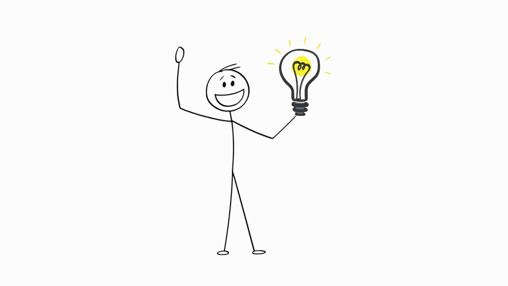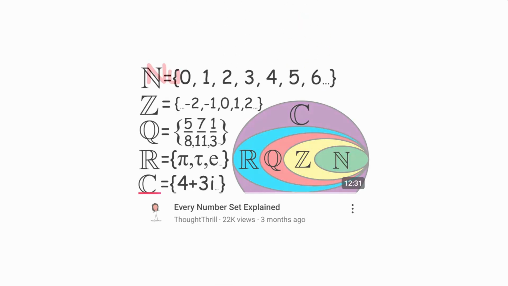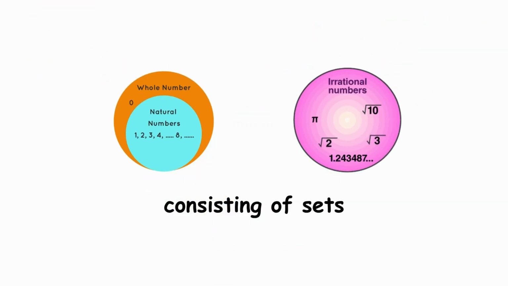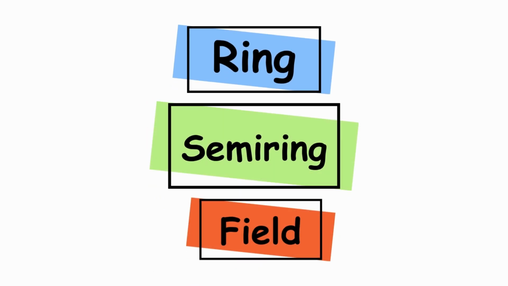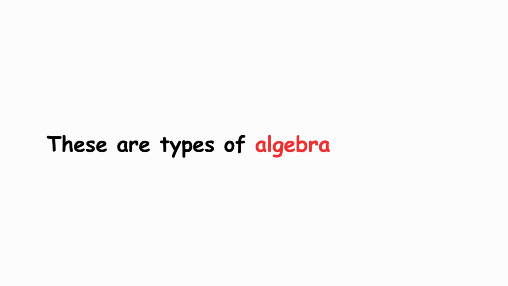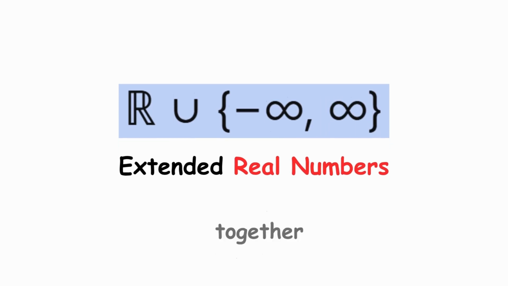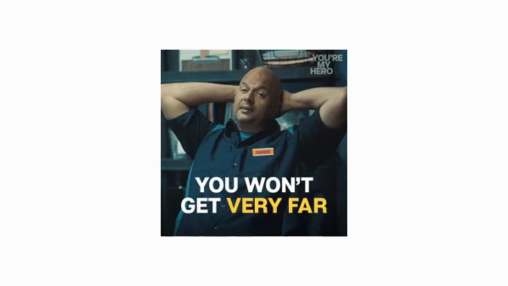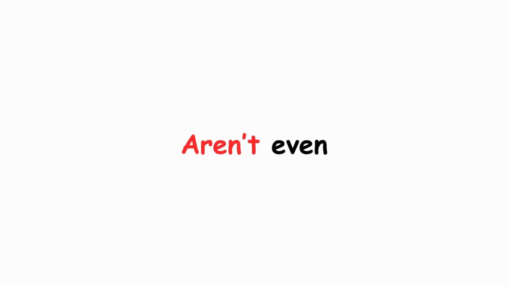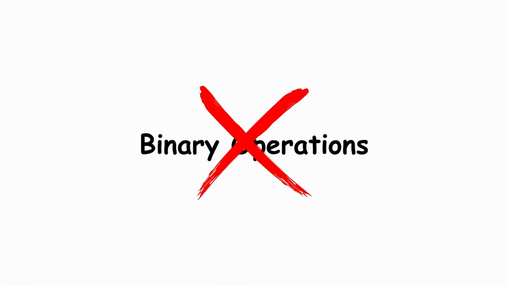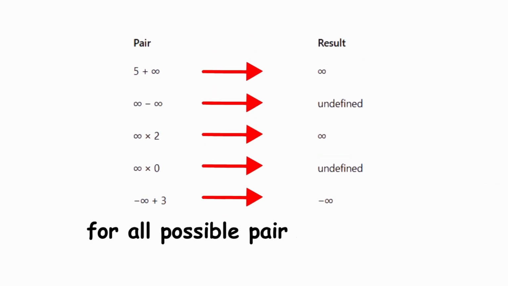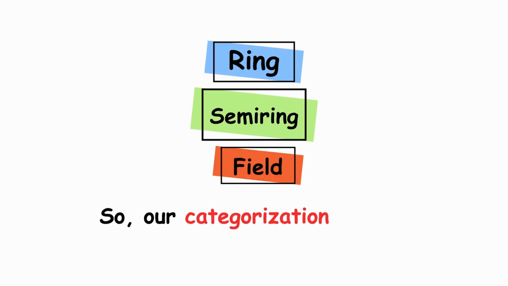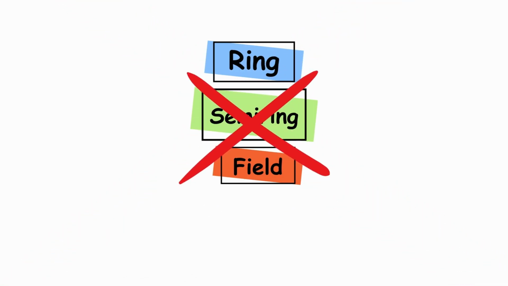Now, you'll recall from the previous video that we were able to place number systems, consisting of sets along with operations on them, in categories like ring, semi-ring, and field. These are types of algebraic structures. So, how can we categorize the extended real numbers together with addition and multiplication? It turns out that you can't get very far. Addition and multiplication aren't even binary operations in this system, since they aren't defined for all possible pairs of numbers. So our categorization system from before won't work here.